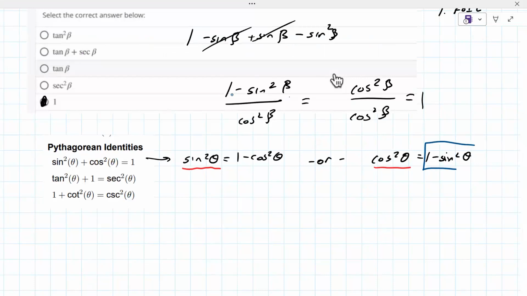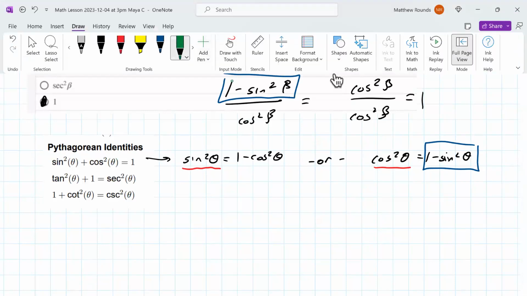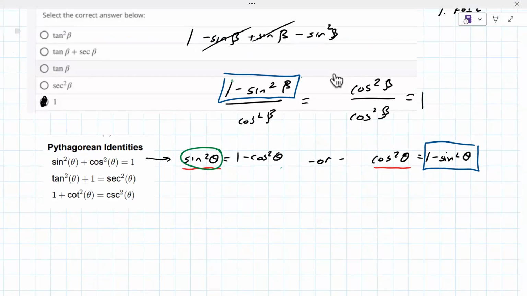You can either fully replace 1 minus sine squared beta with cosine squared, which is what we did, or you can just substitute in for sine squared in here with the 1 minus cosine squared, and then it simplifies to just cosine squared.